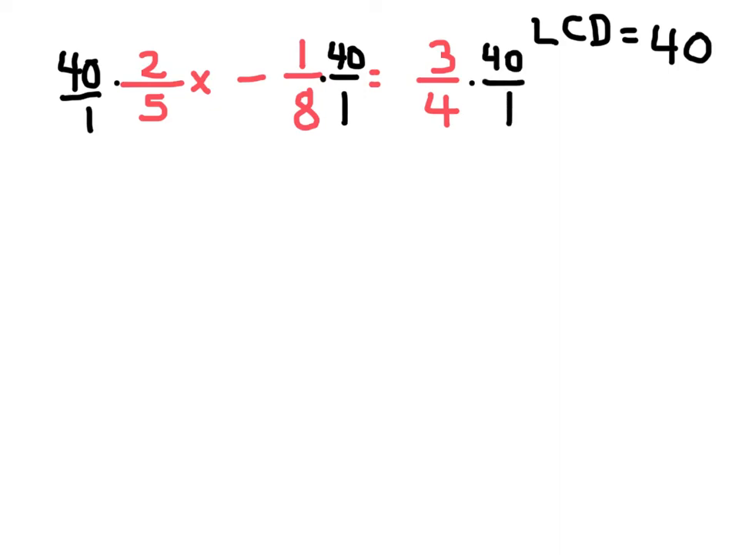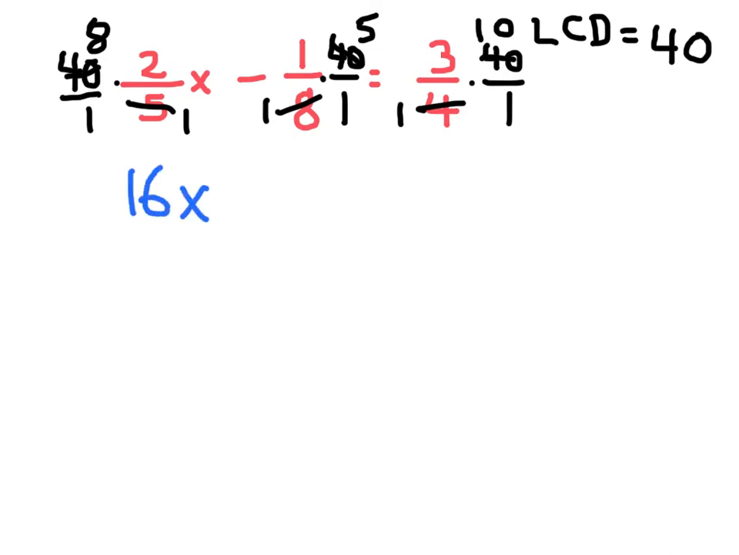Okay, at this point, why don't you pause your video, cancel out all common factors, and see what you get. Welcome back from pausing the video. Let's cancel our common factors and see what we get. 5 cancels 8 times into 40. 8 cancels 5 times into 40. 4 cancels 10 times into 40. So we end up with 8 times 2x, which is 16x, minus 5 equals 3 times 10, which is 30.